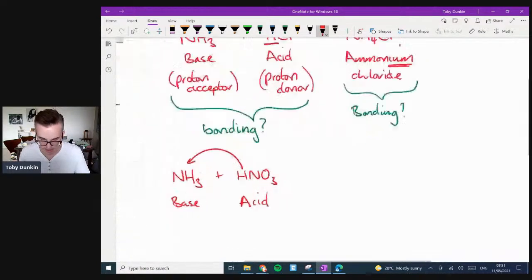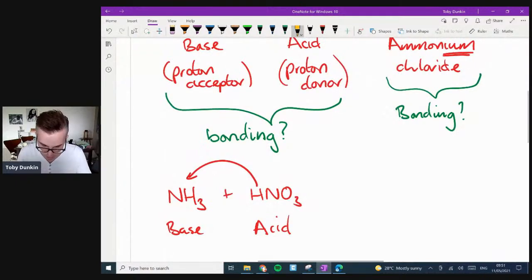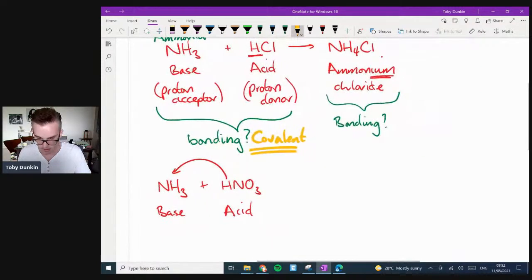Jack, well done. These two are both covalent. And that's because they're all non-metals. Great job. Jack, now you can impress me further. What does that tell us about their boiling points, please? Will they be high or low?